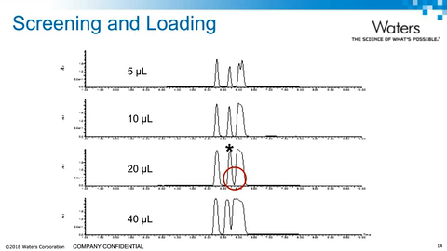When we are preparing to do prep scaling, we first need to screen the sample and then do a loading study. A loading study will help us to determine the maximum mass we can introduce to the column and still maintain the resolution between our peak of interest and closely eluting impurities. In this example, the 20 microliter injection still maintains the resolution between our peak of interest. That is the one that is marked by the asterisk and the doublet that follows it.